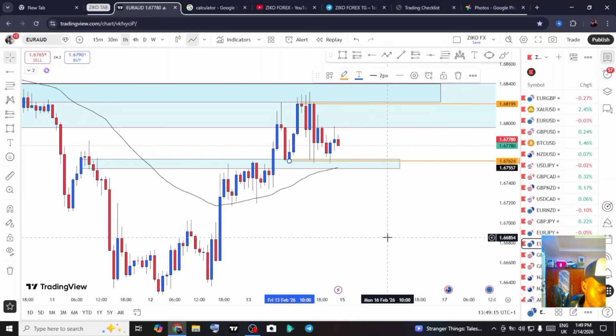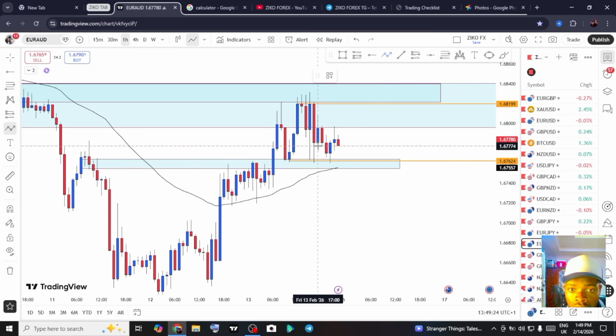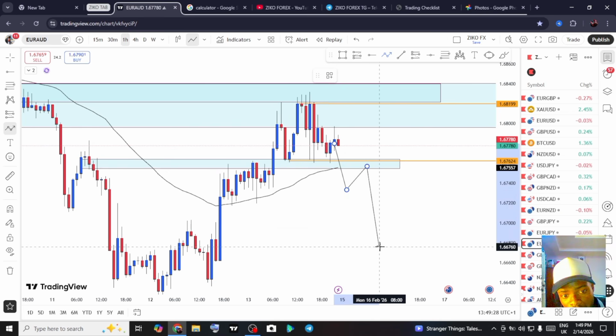So for the first time, I'm actually interested in Euro AUD this week. So I'm looking for a clean break like this, a retracement and an engulfing to sell.